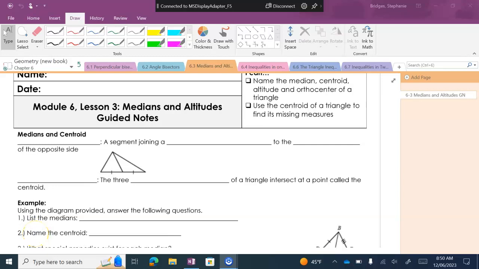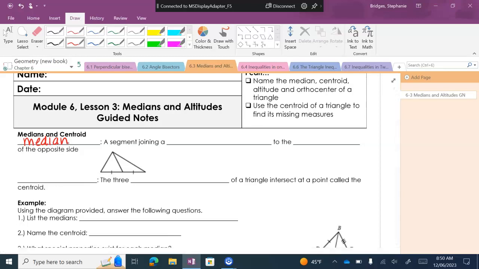Today we're going to talk about medians and altitudes, okay? And the first one we're going to talk about is a median. That goes in this first blank right here, median. Where do you see the median at? In the middle of the road, right? So guess where the median is going to hit?